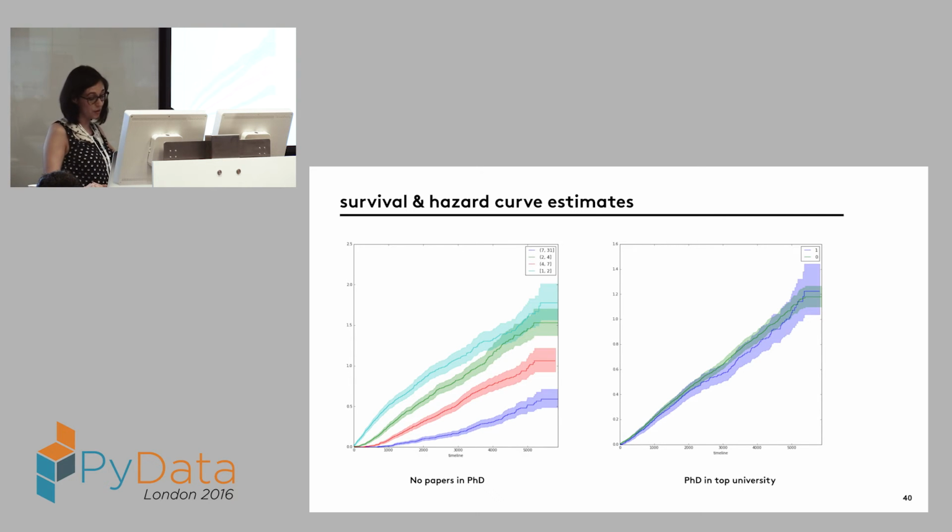And this is basically how important the number of papers in your PhD is. So your hazard rate will be higher if you do just 1 or 2 papers in your PhD. But if you did from 7 to 31, it's much less. So again, publish a lot. And then that's the difference between doing a PhD in a top university or not. It's very, very close.